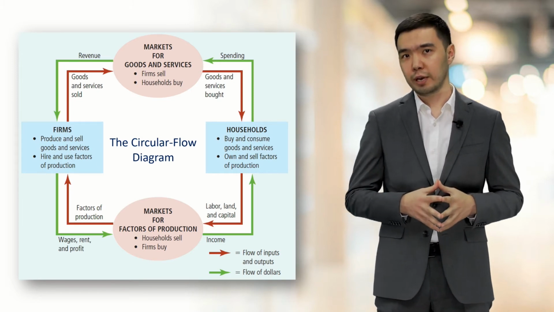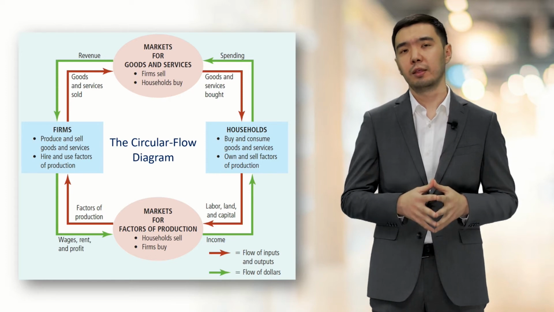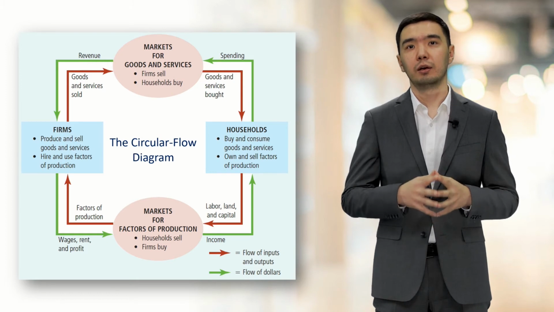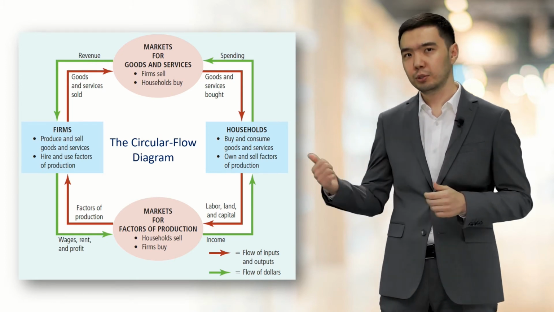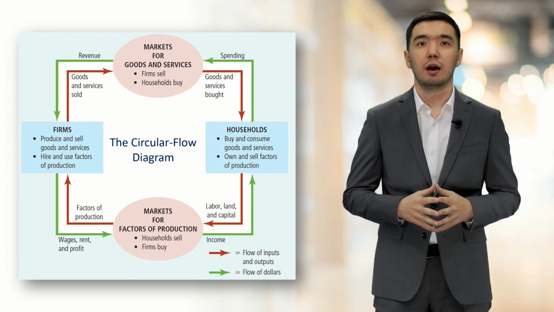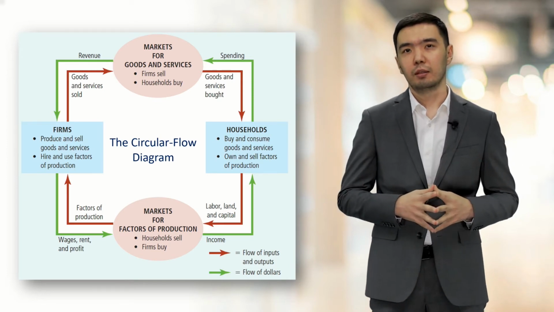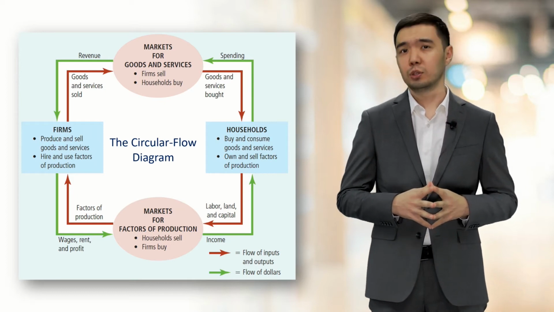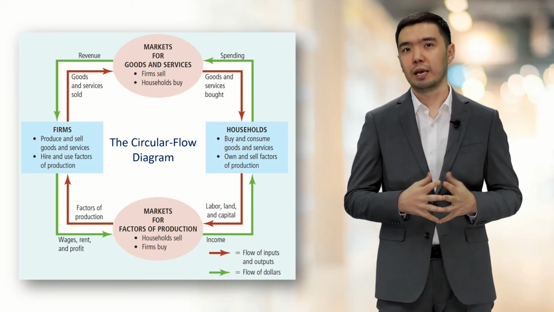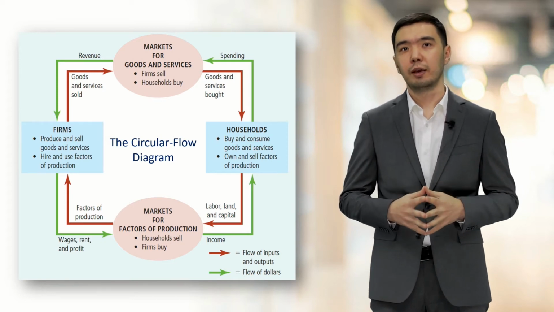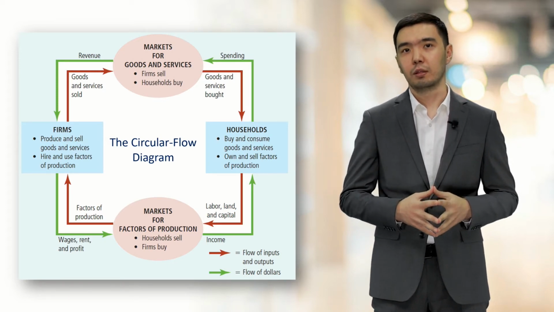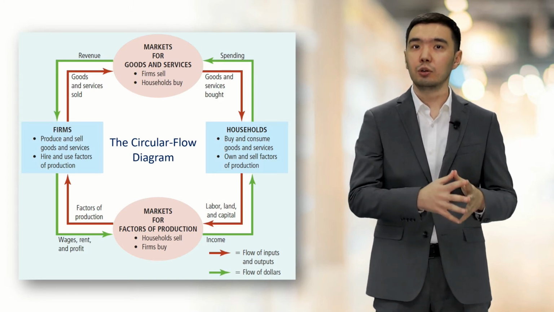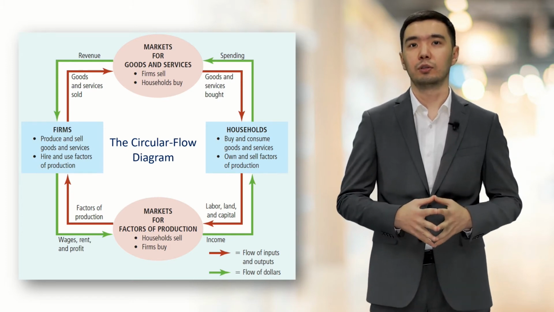The circular flow diagram offers a simple way of organizing economic transactions that occur between households and firms in the economy. The two loops of the diagram, green and red lines, are different but related. The inner loop represents the flow of inputs and outputs. The households sell the use of their labor, land, and capital to the firms in the markets for the factors of production. The firms then use these factors to produce goods and services, which in turn are sold to households in the markets for goods and services.